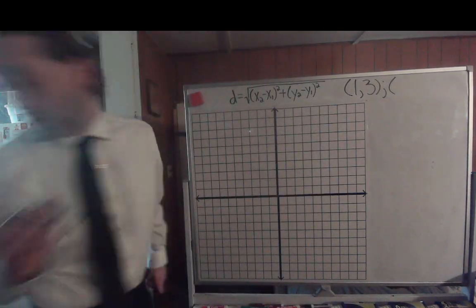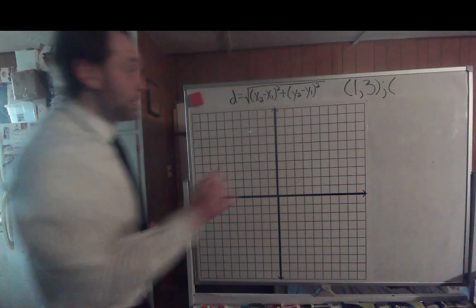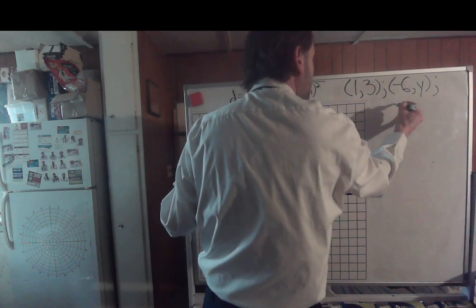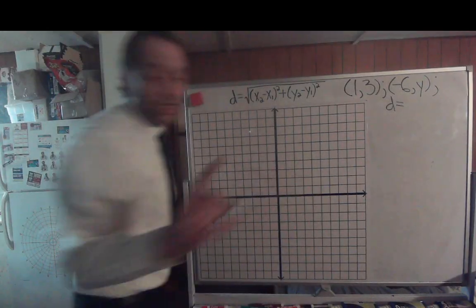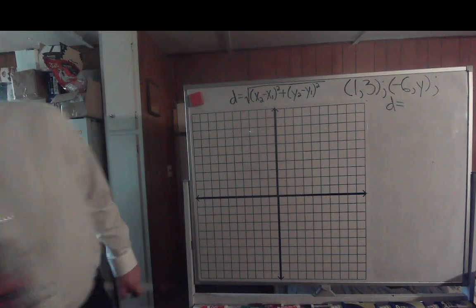So this time I have the points 1, 3 and negative 6, y. So this time I got to solve for y. The distance between the 2 points is the square root of 74.